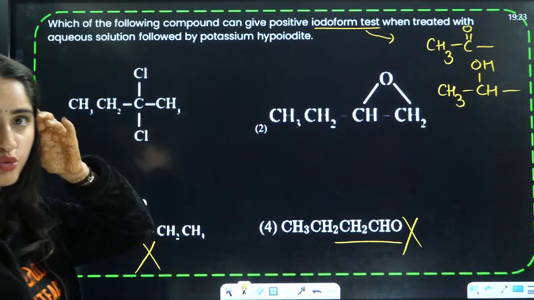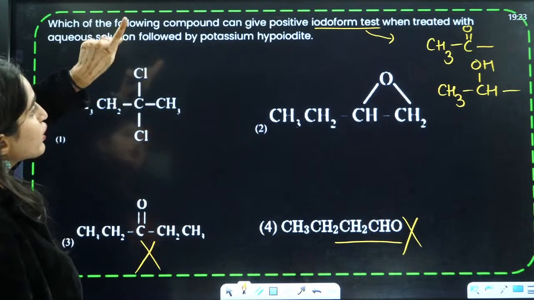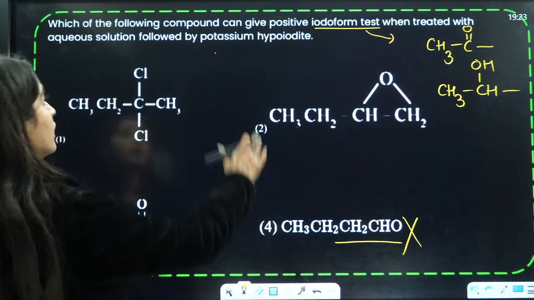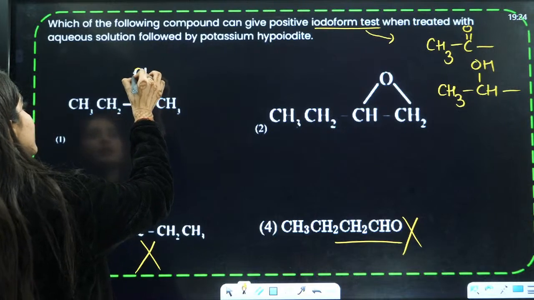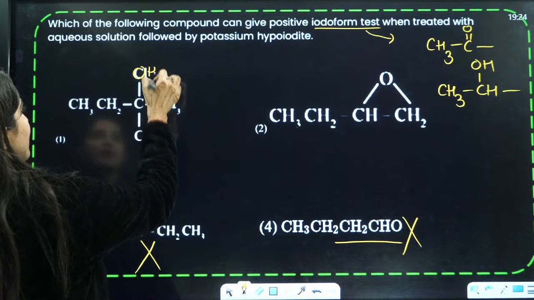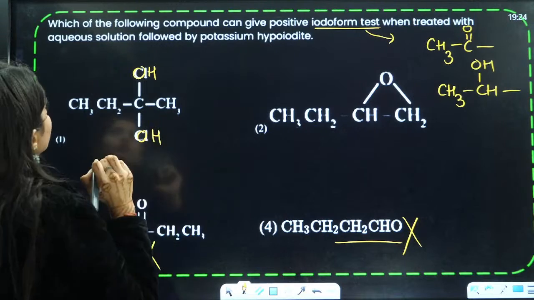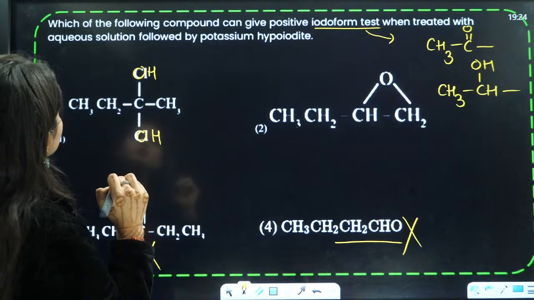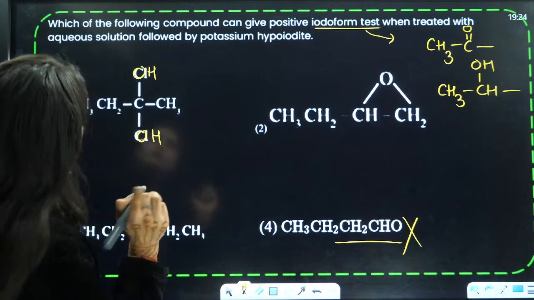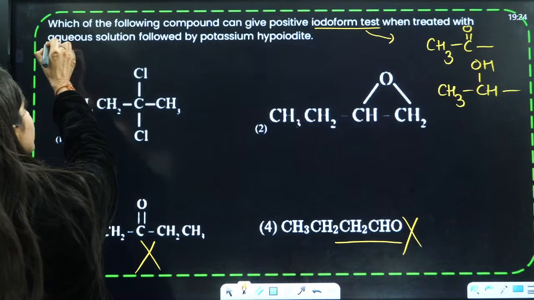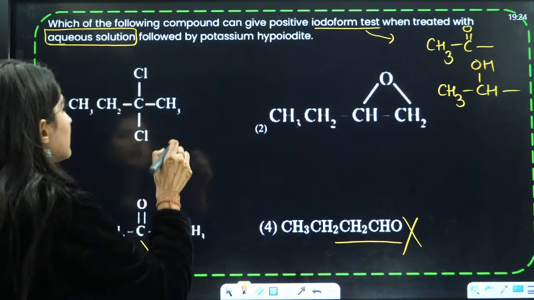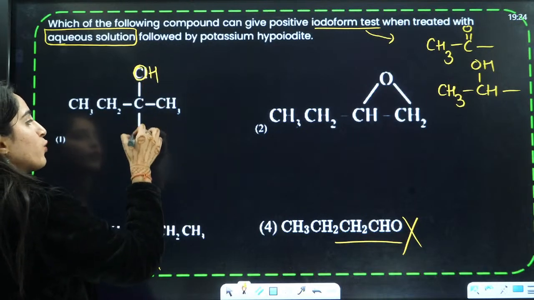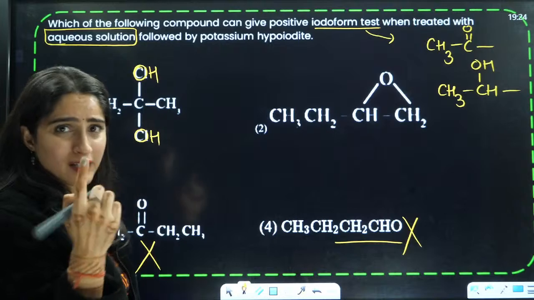Let's talk about these two things. If you react this thing with potassium hypoiodite, what will happen? This will get converted to OH here, right? Treated with aqueous solution followed by potassium hypoiodite. So when you treat it with aqueous solution, then this Cl is replaced by OH. This we have done in the starting.